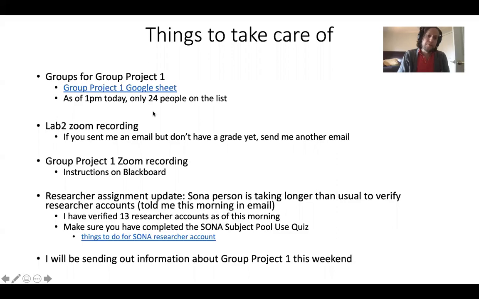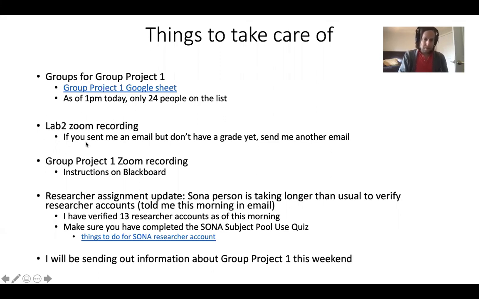Groups, we need to sign up for groups. I feel like most of the people that are attending the class synchronously have signed up for groups, but it's the people that are not attending synchronously that are lagging a little bit. As of an hour ago, there were only 24 people in the class that had signed up for groups. So there's definitely a handful of people that still need to sign up. I'm glad to help match people into groups. Just contact me and we can do that. The Google Sheet is right there. Just click on it.